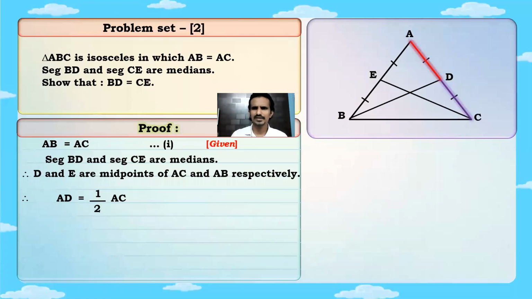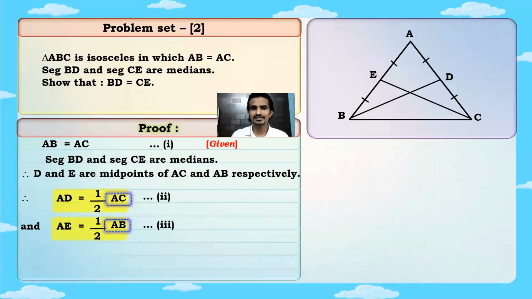Okay. Same way, tell me about AE. What can we say about AE? AE will be half of which segment? Correct, it is AB. So AE is half of AB. Now observe these two equations very carefully. In the second and third equations, we can see that it is half of AB and half of AC. AD is half of AC and AE is half of AB.